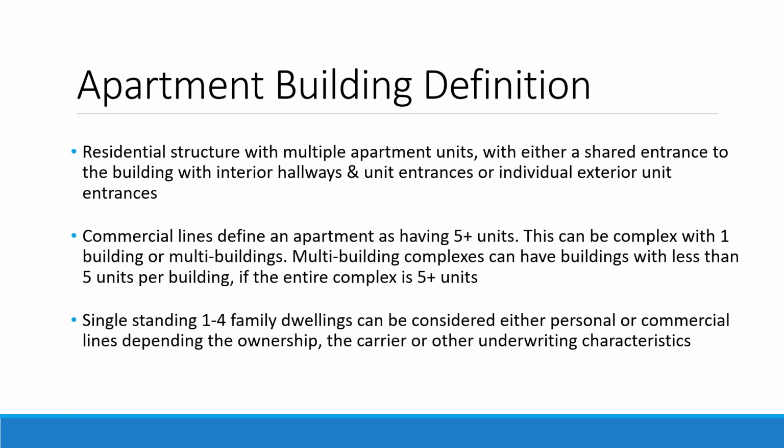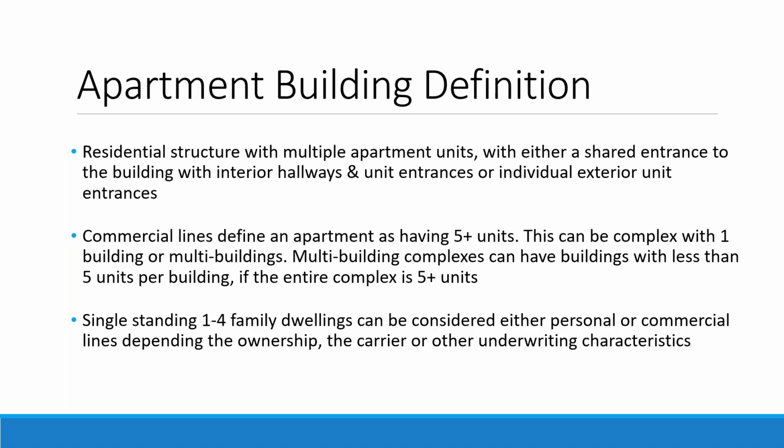So that's where there's a differentiation between a 5-unit or 5-unit-plus apartment versus a 1 to 4 single family dwelling. Again, the 5 or more units could be made up of multiple buildings. Say there's 10 total buildings, but each building has 2 units. The total number of units in that complex is 20, so we'd be able to consider it an apartment. This also includes, for me, mixed-use buildings. On the commercial line side, we can do mixed-use buildings where there are commercial businesses on the bottom and apartment units on top.